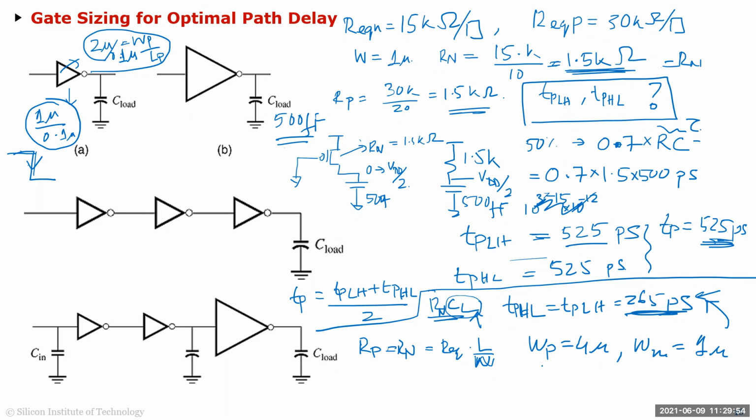So 250 is roughly 125, let's say. I want to make it half of that. Then you again double it, right? You go to 8 and you make this 2. And if I want to go even further lower, then this will be 16, this will be 4. So I can do that. That's what I'm trying to show here.